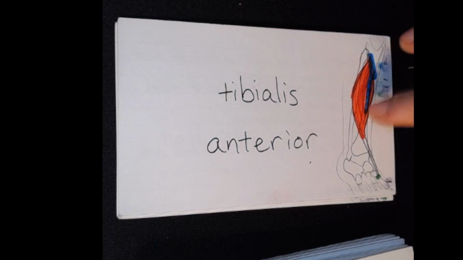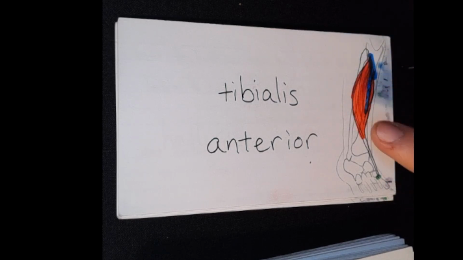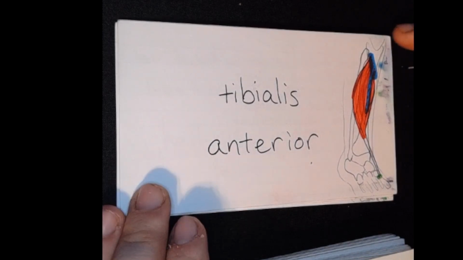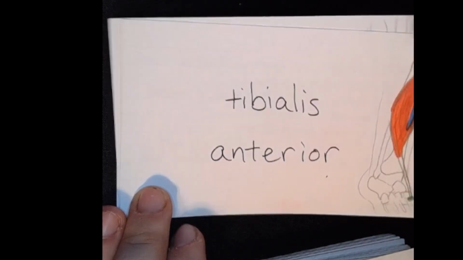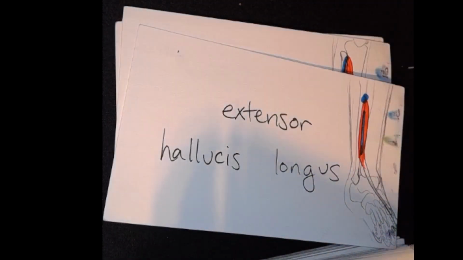Tibialis anterior. Origin: lateral tibia and interosseous membrane. Insertion: first cuneiform and first metatarsal. Action: subtalar inversion and talocrural dorsiflexion. Innervation: deep peroneal nerve.